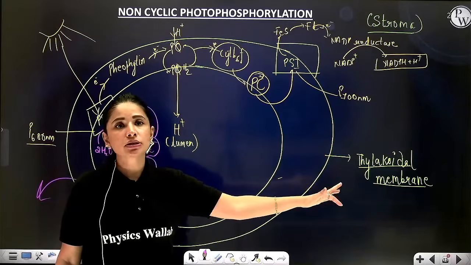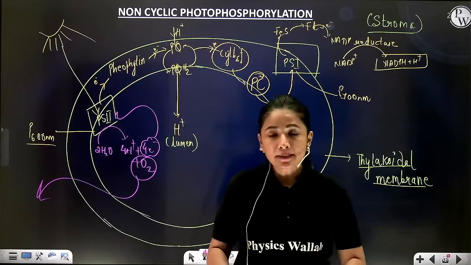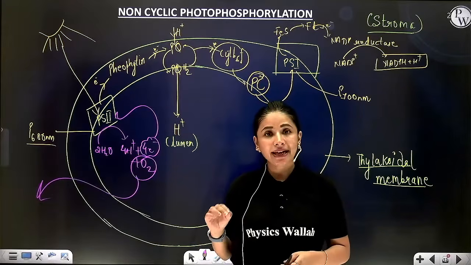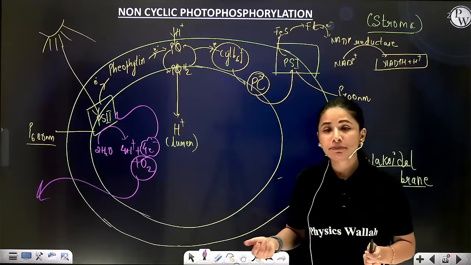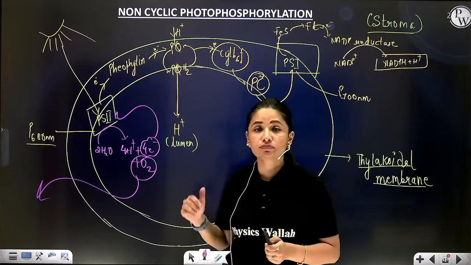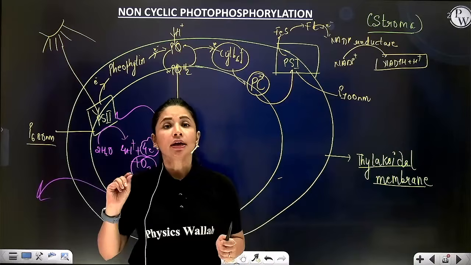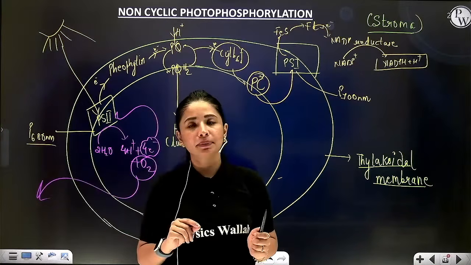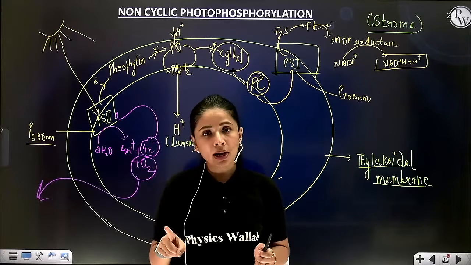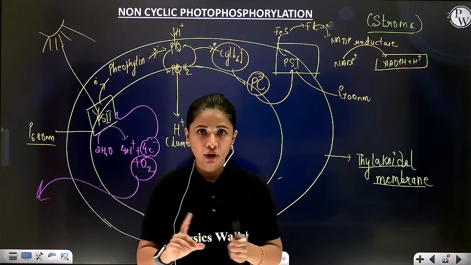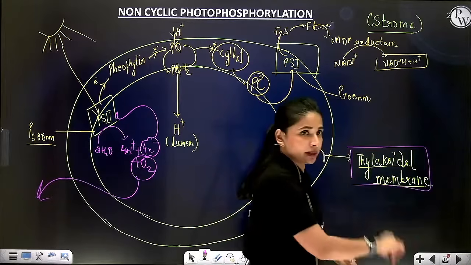Now you have to see the concept of ATP synthesis. The concept of ATP synthesis was explained by Peter Mitchell. The hypothesis proposed by Peter Mitchell is known as chemiosmotic hypothesis. According to this hypothesis, in order to generate ATP, there are 4 basic requirements. Number 1 is a living membrane. So here you can see this thylakoidal membrane is the living membrane.